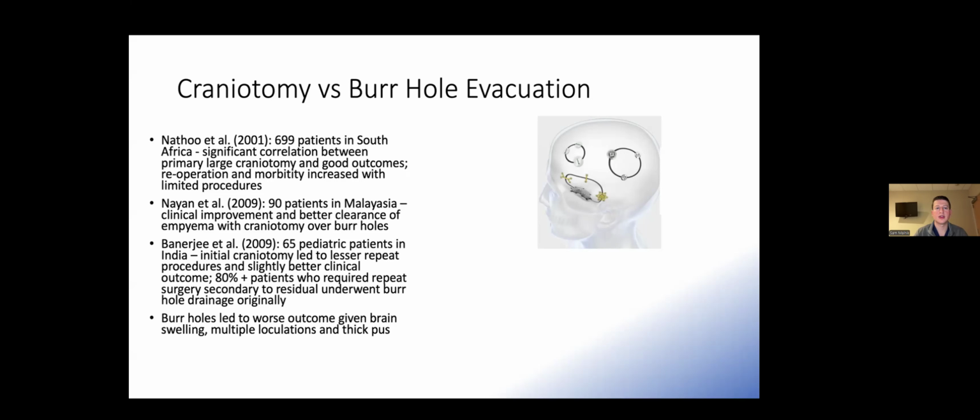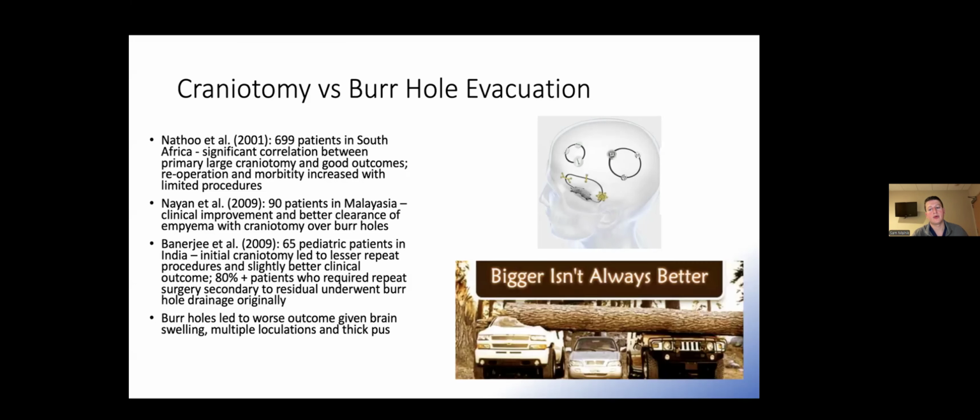The reason that's proposed for the failure of burr hole treatment is that it leads to worse outcome, secondary to brain swelling, preventing adequate aspiration of the purulent material, and that there are loculations within these empyemas that, just like a chronic subdural hematoma, prevent you from adequately decompressing it. You may get into one compartment that's loculated, but you will not get into the larger purulent collection. And also these collections can be quite thick in their consistency. So, when we think about bigger isn't always better, unfortunately, bigger is probably better with the treatment of these subdural empyemas.